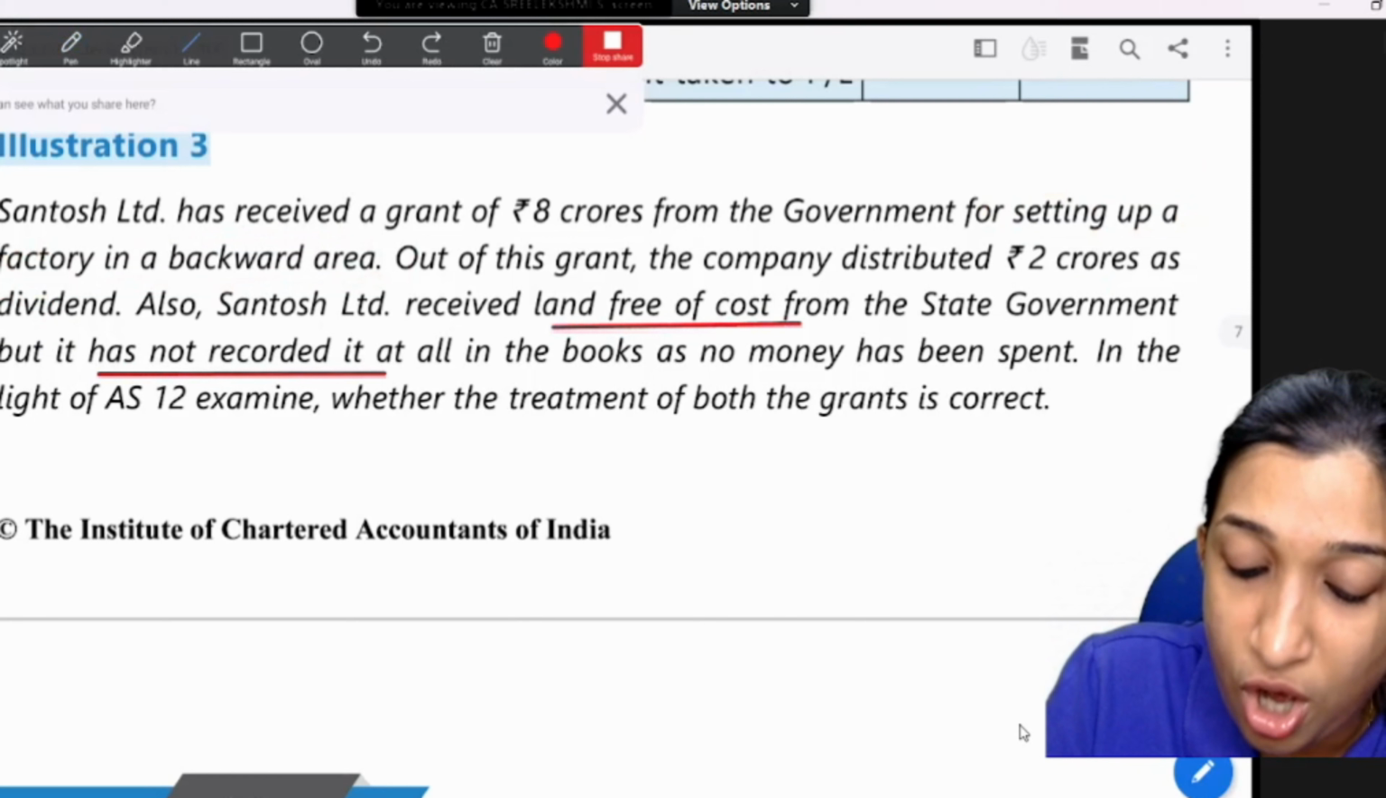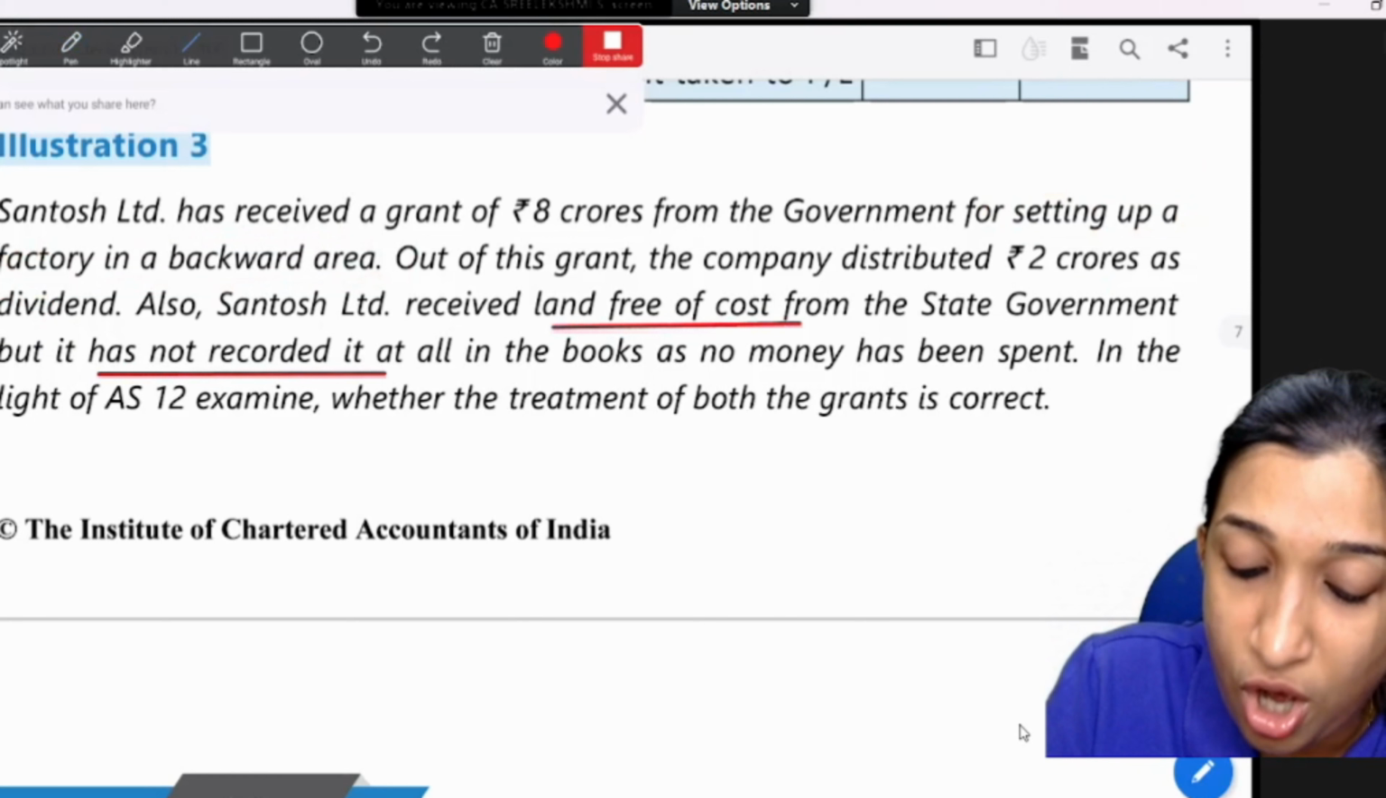So when can you recognize a government grant? Government grant is not recognized until there is reasonable assurance that the conditions will be satisfied and the grant will be received. Okay. Now examples, non-monetary grants: non-monetary assets received such as land or other resources at concessional rates will be recorded at acquisition cost. If received free of cost, it will be recorded at nominal value.